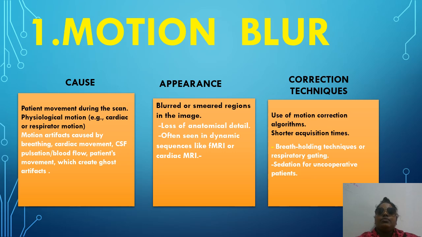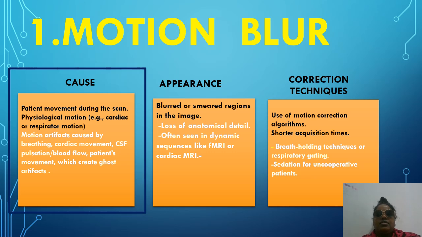As you can see, motion blur is caused by patient movement during the scan or physiological motion, for example cardiac or respiratory motion. Motion artifact is caused by breathing, cardiac movement, CSF pulsation, blood flow, and the patient, which create ghost artifacts. In appearance, it looks like blurred or smudged regions in the images, with loss of anatomy details, often seen in dynamic sequences like fMRI or cardiac MRI.